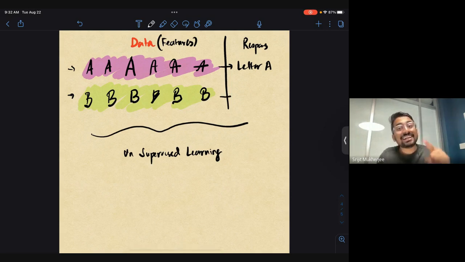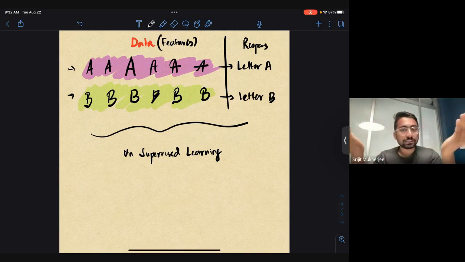And this is letter B. What is it? Letter B. So exactly this is how she teaches, and that's exactly why supervision comes up. She tells you, okay, each one of them is letter A and each one of them is letter B. So this is the exact difference.